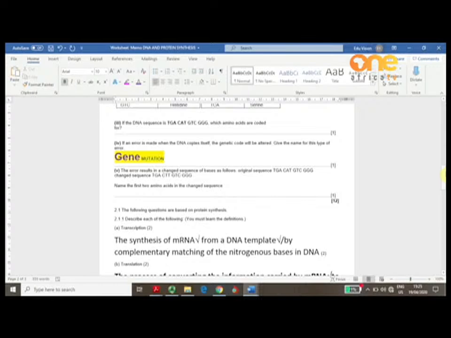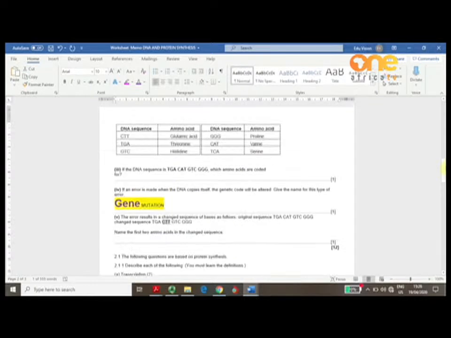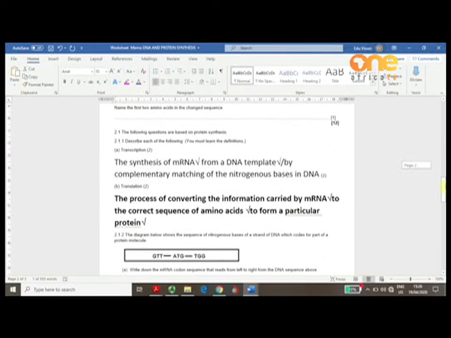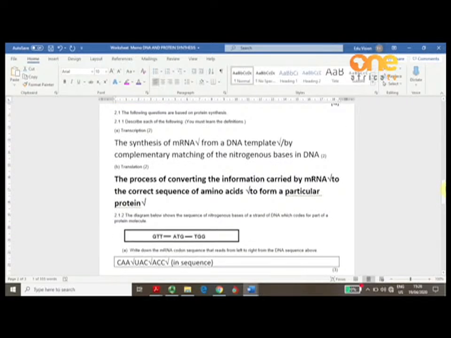The error results in a change sequence of a base as follows. The TGA, CAT, GTC, GGG is now TGA, still correct. CTT, CTT is now wrong. GTC, GGG. So CTT is now glutamic acid. TGA is still correct. CAT is correct. CAT is wrong. GTC, GGG.